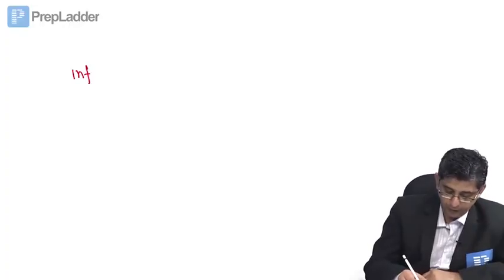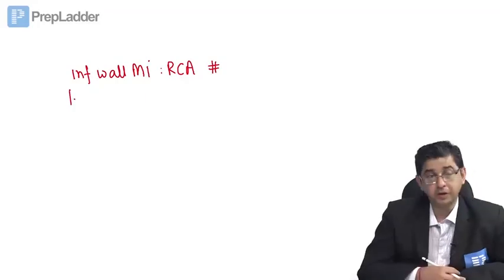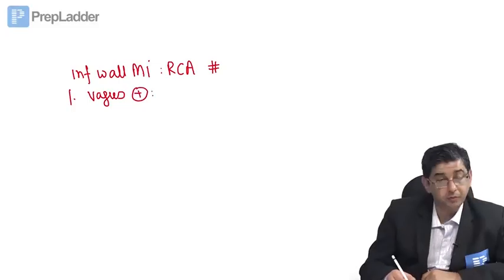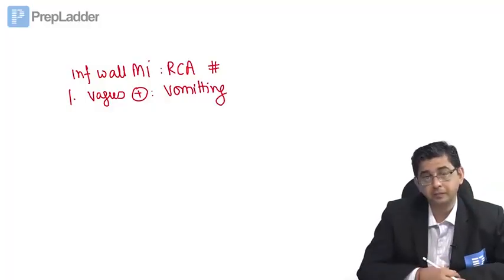A particular type of MI that is being frequently asked in the exam is inferior wall MI, which is due to blockage of the right coronary artery. Points to be remembered for inferior wall MI is that because the vagus nerve is involved in this particular MI, this is the only type of MI where you will be encountering vomiting in a patient, because vagus activation will cause reverse peristalsis and will cause vomiting.